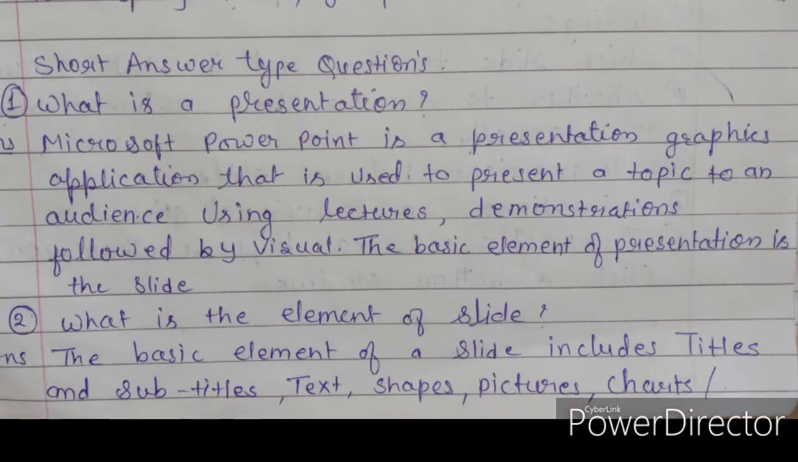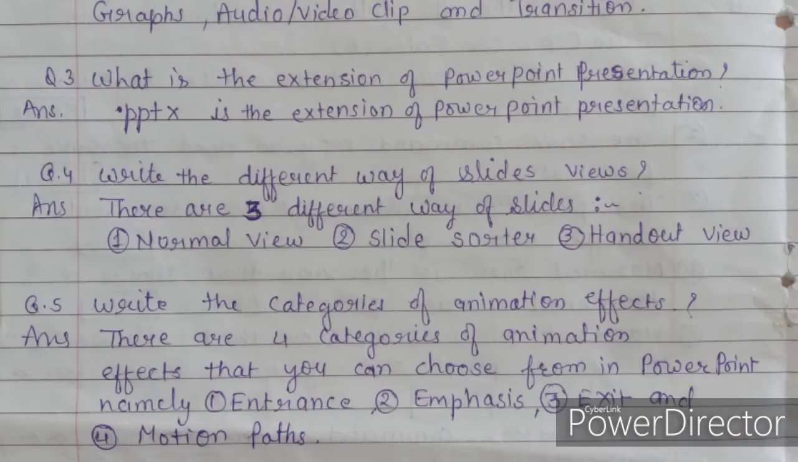What is a presentation? Microsoft PowerPoint is a presentation graphics application that is used to present a topic to an audience using a lecture or demonstration followed by visuals. The basic element of a presentation is the slide. What are the elements of a slide? The basic elements of a slide include title, subtitle, text, shape, picture, chart, graph, audio video clip and transition.